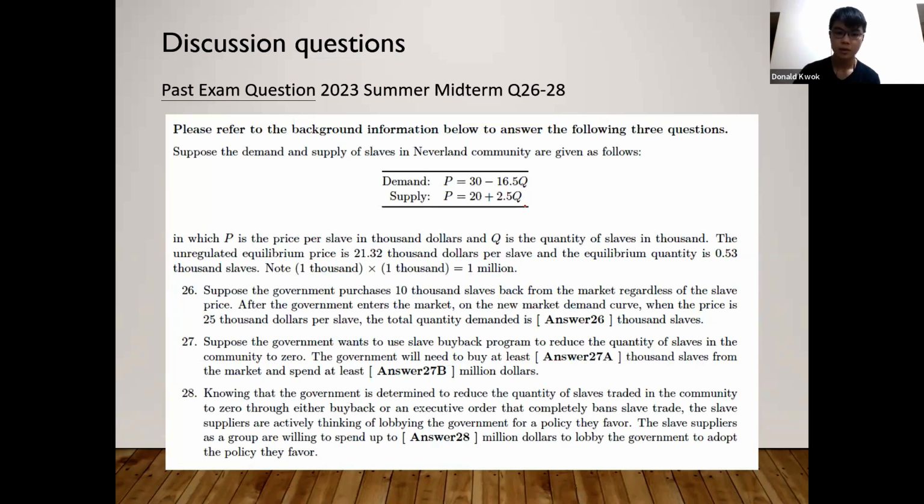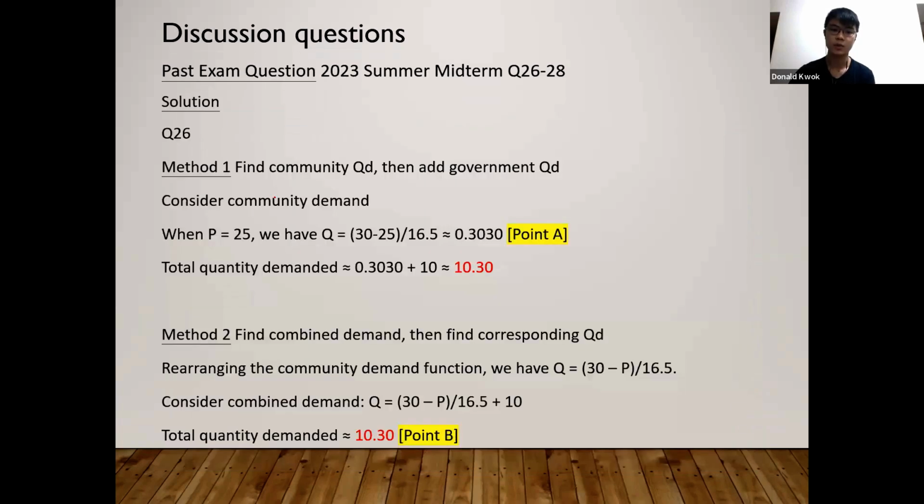Okay, so let's start with question 26. If the government purchases 10,000 slaves back from the market regardless of the price, if the price is at 25, then what is the total quantity demanded? Actually, I'm going to demonstrate two methods to solve question 26.